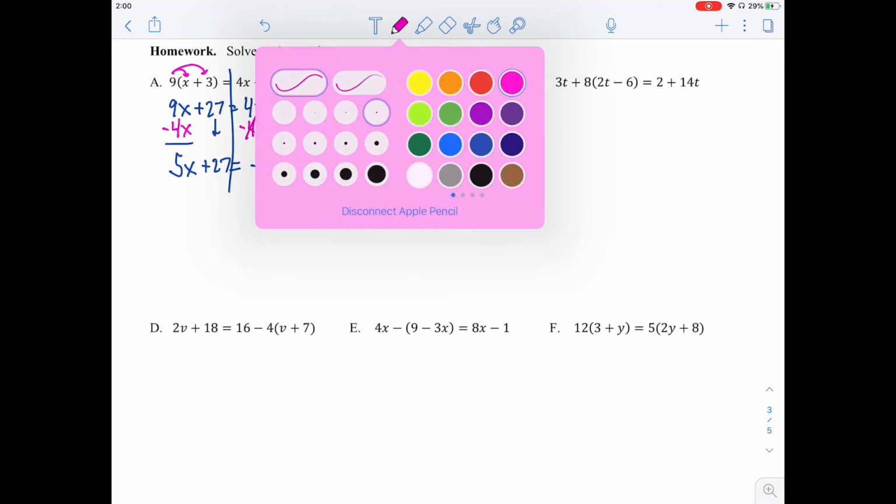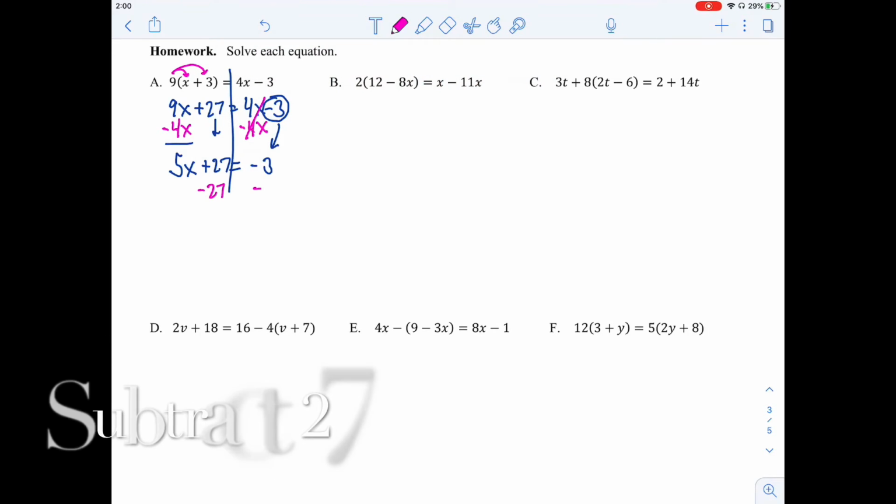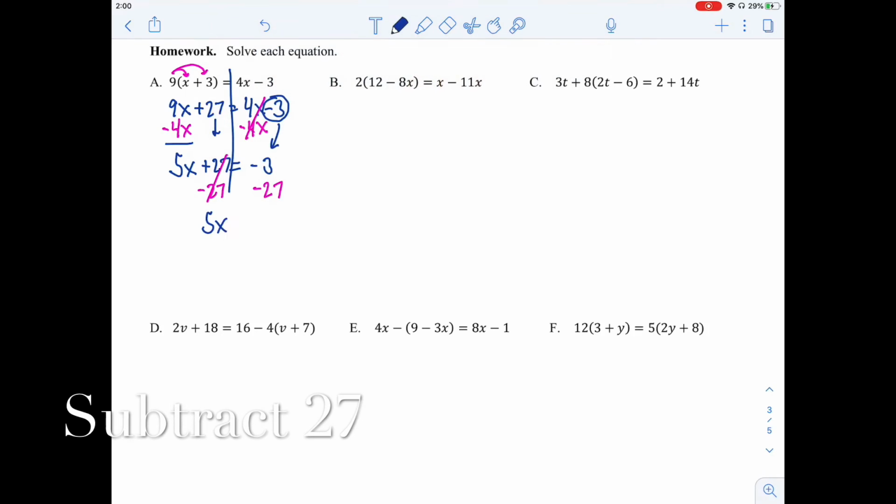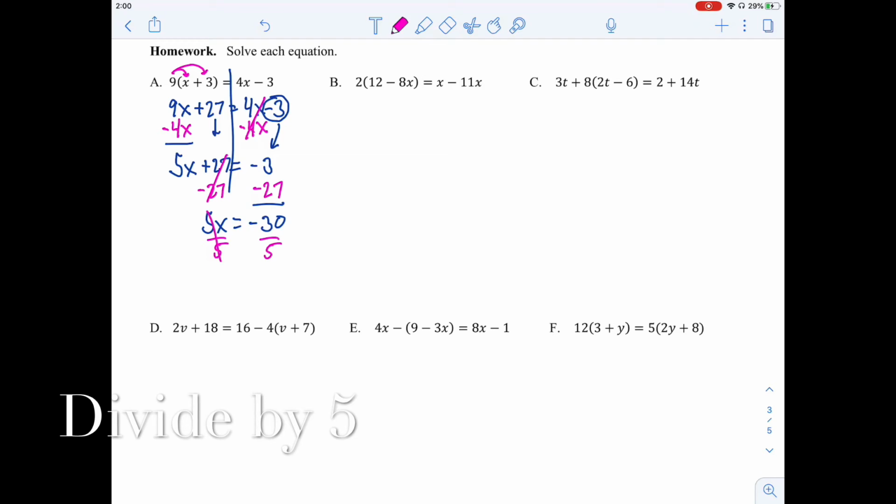Now we have a two-step equation. Subtract 27, both sides, bring down 5x, and we get negative 3 minus 27, we get negative 30, and we divide by 5 to both sides, and we get x equals negative 6, just like that. Okay, next one. Same process, right?